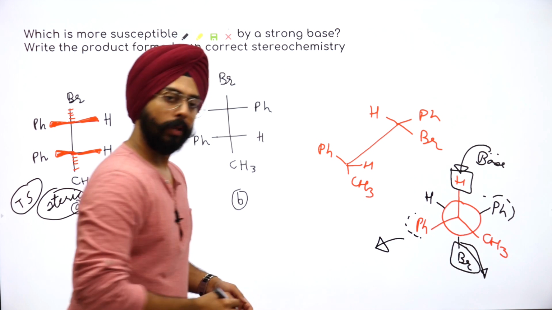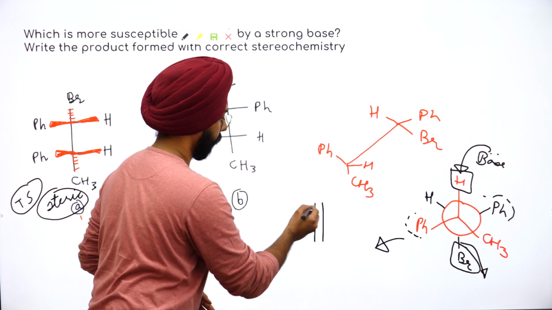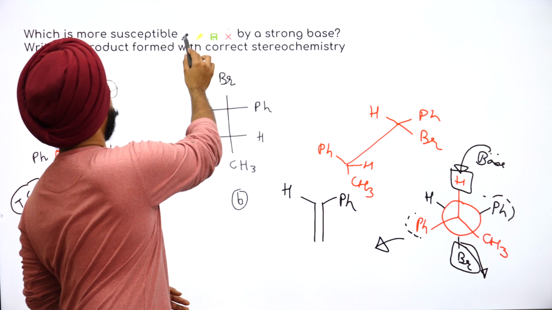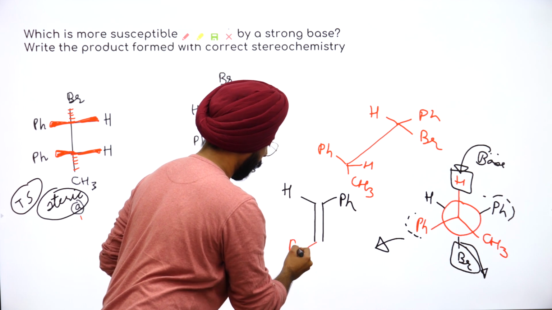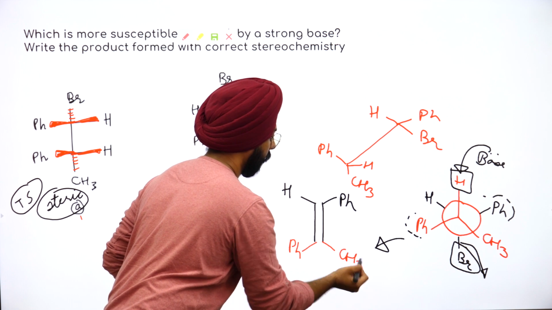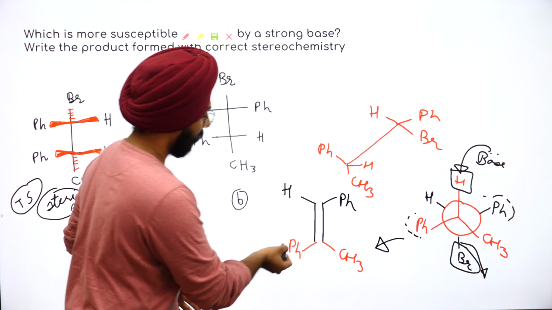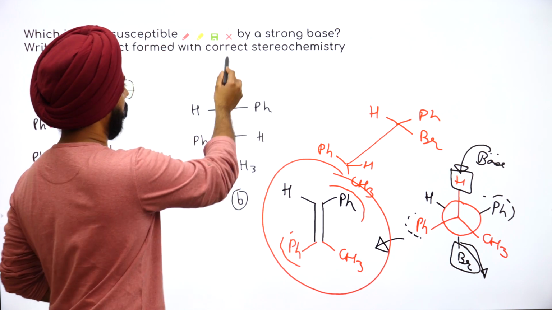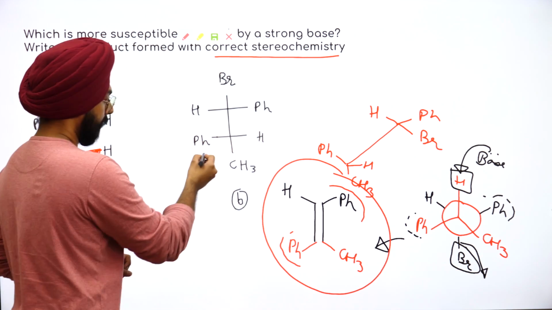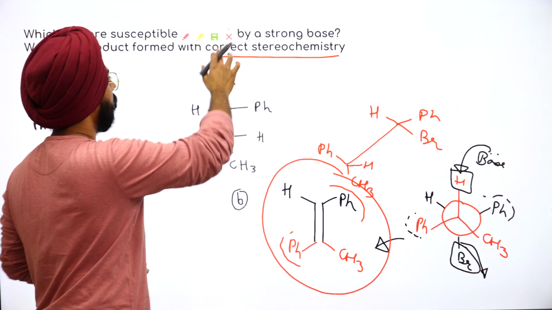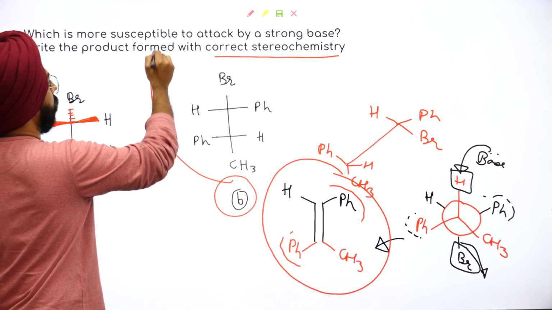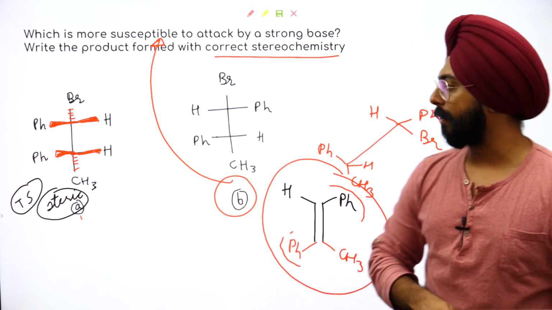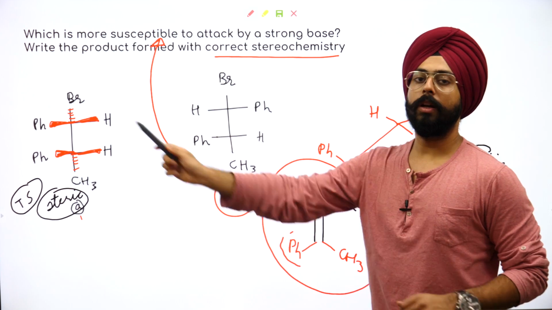Finally, the product that you will get out of it is also very beautiful. Hydrogen on the left hand side, pH on the right hand side. On the front carbon, pH on the left hand side and CH3 on the right hand side. Beautiful, isn't it? No steric hindrance. ये इस side पे है, ये इस side पे है. So this is the product that we will get. And since the transition state of B has lesser steric hindrance, this is more susceptible to attack by a strong base. The reaction will be faster for this particular isomer, not that isomer.